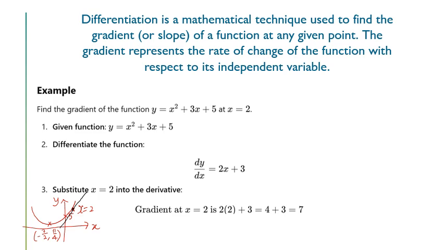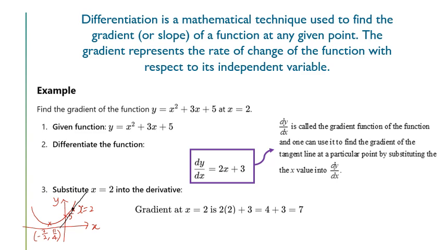If I'm able to differentiate y with respect to x to get dy over dx, which is called the gradient function of the function, and then substitute x equals 2, I would be able to find the gradient of this tangent line, which is 2 times 2 plus 3, which gives you 7. So in other words, the gradient of this tangent line will be 7. So this is how useful it is.